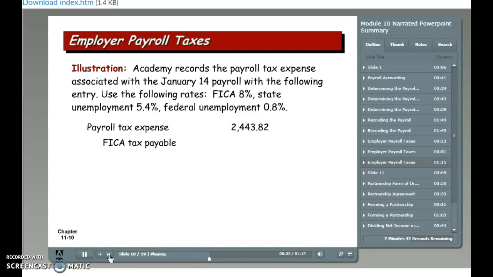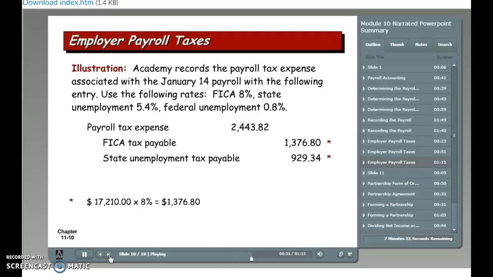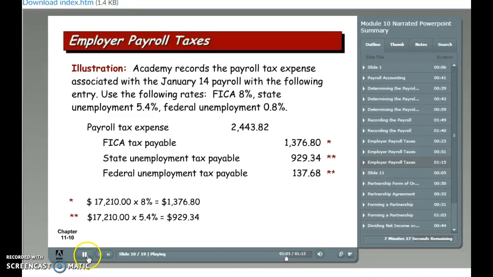The increase or credit to FICA tax payable is $1,376.80, calculated by multiplying gross earnings of $17,210 by the tax rate of 8%. State unemployment tax payable is increased or credited for $929.34, calculated by multiplying gross earnings by the state tax rate of 5.4%. Federal unemployment tax payable of $137.68 is calculated by multiplying gross earnings by 0.8%.